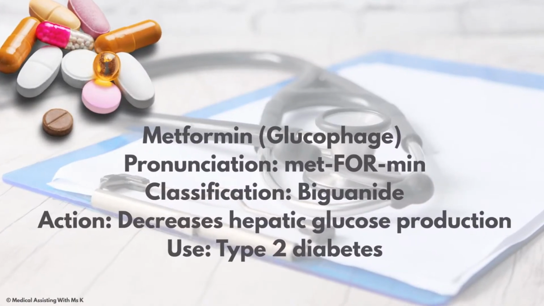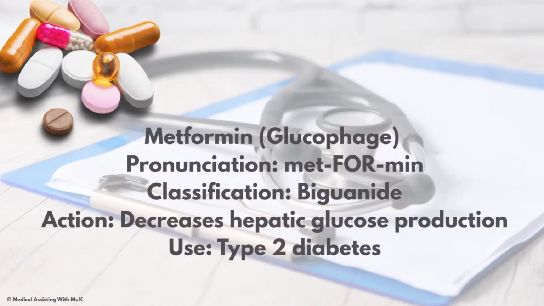Metformin, brand name is Glucophage. Classification, what is this? Biguanide. I'm pretty sure I said that correctly. Finally, I think I said biguanide wrong before, but it's biguanide. What does that do? It decreases hepatic glucose production. What is this used for? Patients with type 2 diabetes.